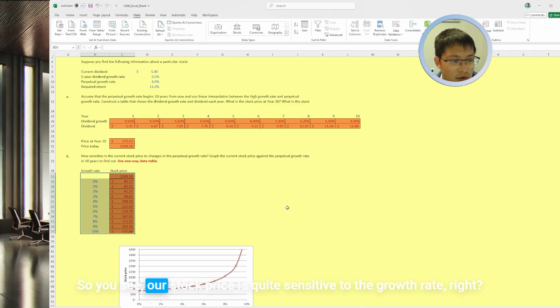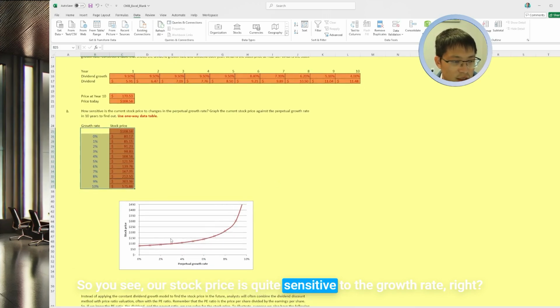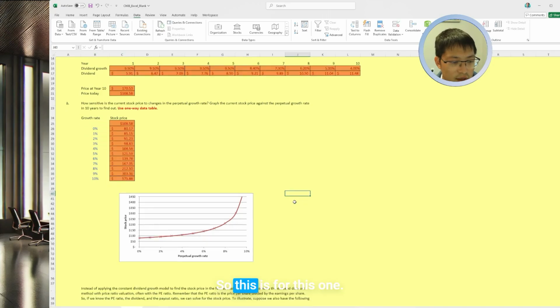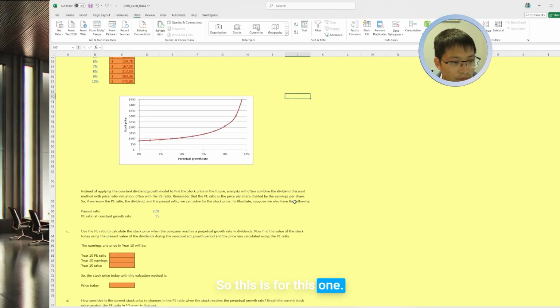So you see our stock price is quite sensitive. If our benchmark is 4%, but if the growth rate is 10%, the stock price can go as high as $575. So this is for this one.